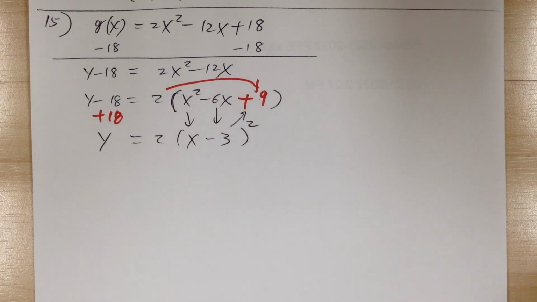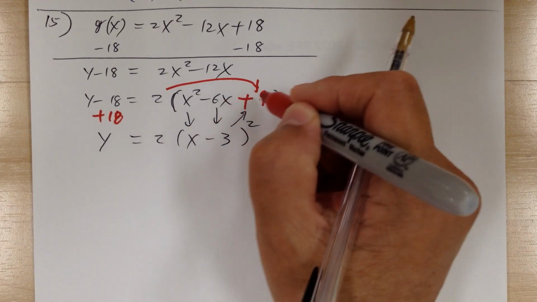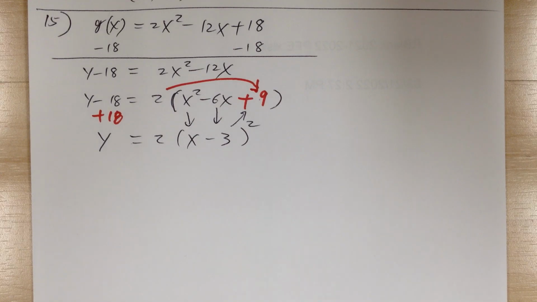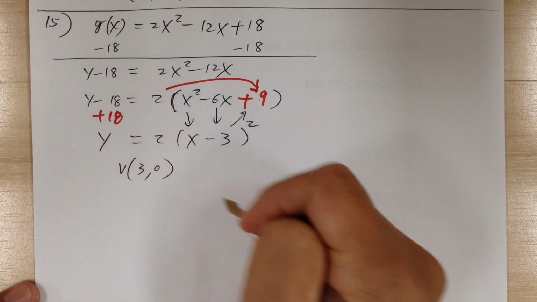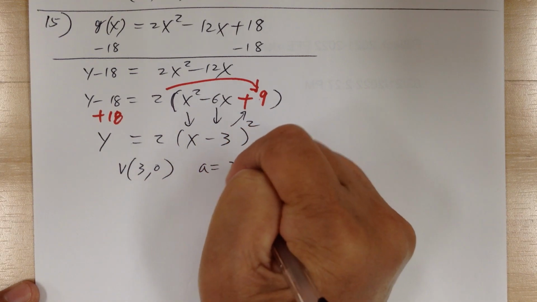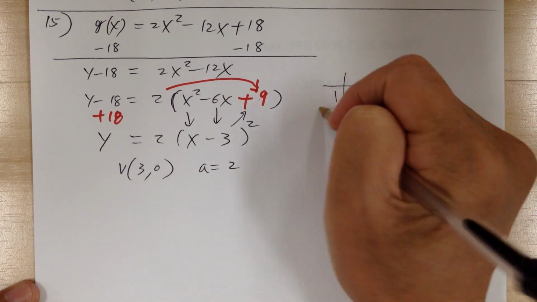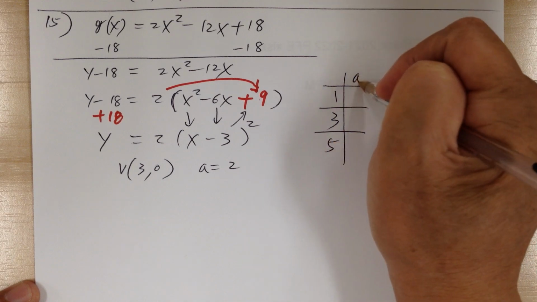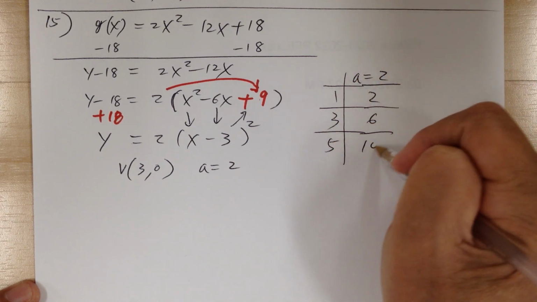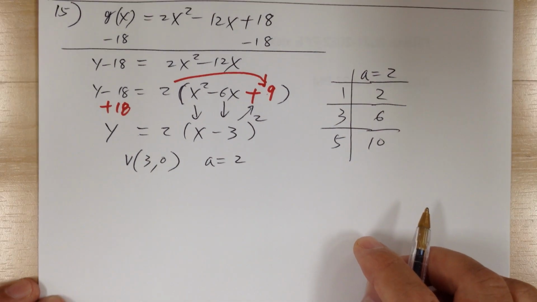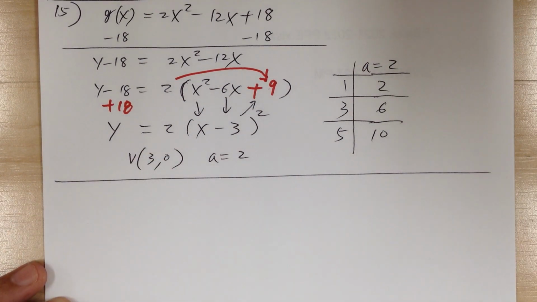Now I can go and get all my information. So the vertex is going to be at 3 comma 0, and a equal to 2. So when I do the 1, 3, 5, the increment, you have to multiply by a. So it becomes 2, 6, and 10. You have to multiply. So now I got all my information. Now I can go ahead and graph.